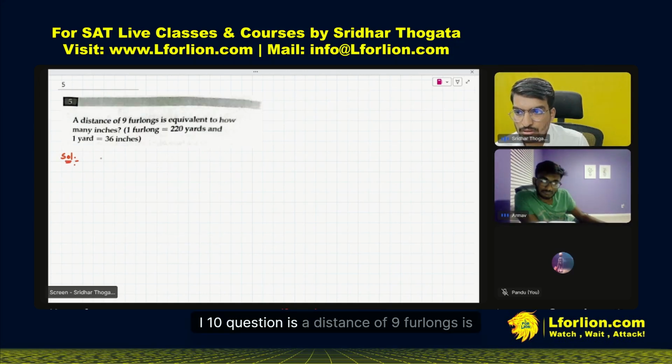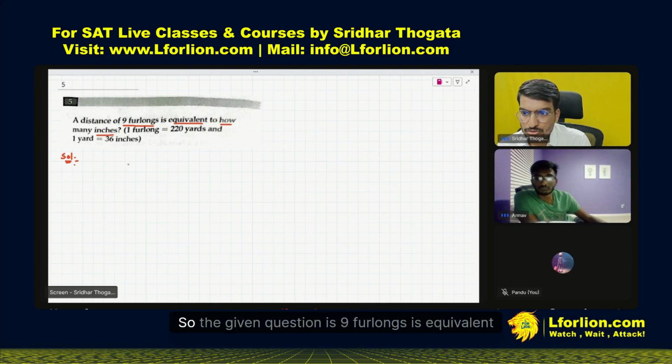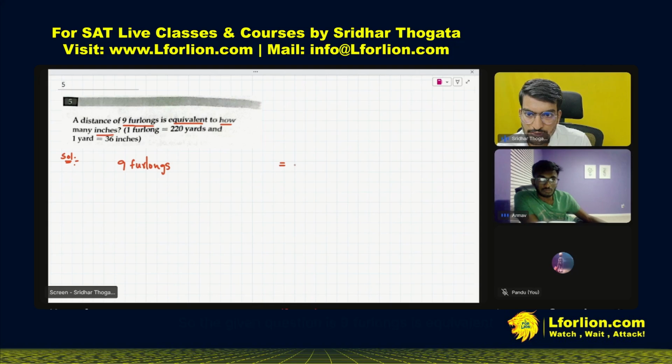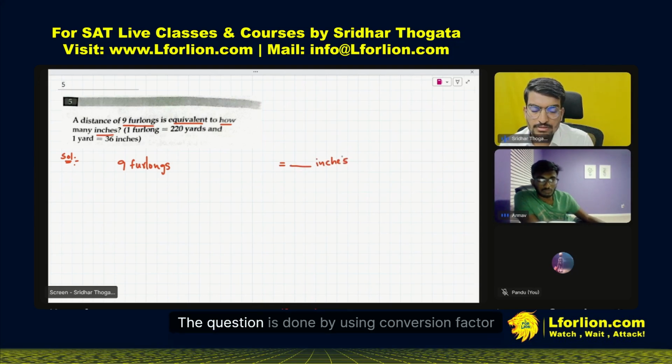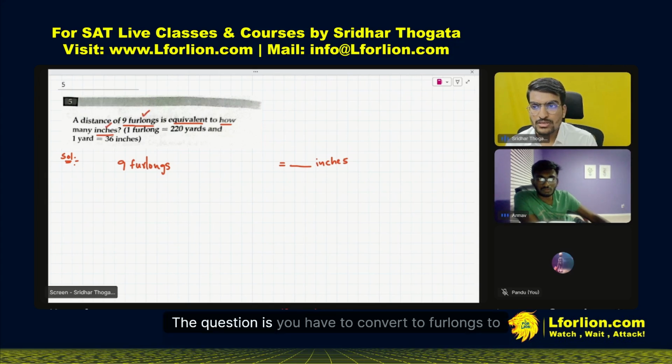Question: a distance of 9 furlongs is equivalent to how many inches? So the given question is 9 furlongs is equivalent to how many inches? You need to identify this. The question is done by using the conversion factor method by watching the repeated units. That is the first thing. Furlongs, inches. By that you will identify. And then how to convert furlongs to inches. You have to convert furlongs to inches.